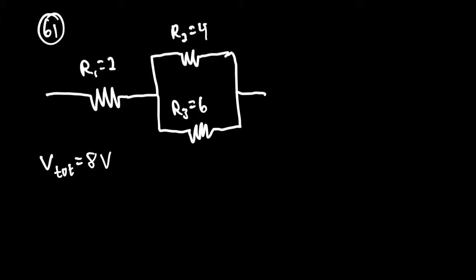So let's show you how we do that. So I have R1 in series with R2 and R3. Can I just add them all together then? No. Why not? Because these two are in parallel. So before I can add them in series with R1, I need to combine these together into one resistor.